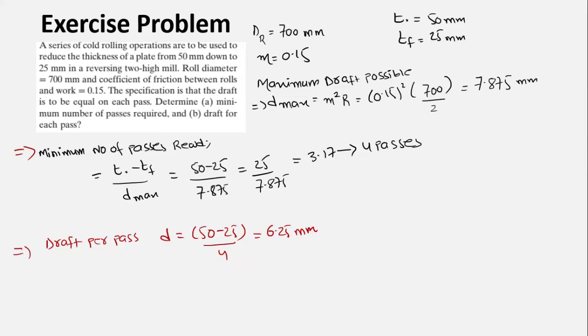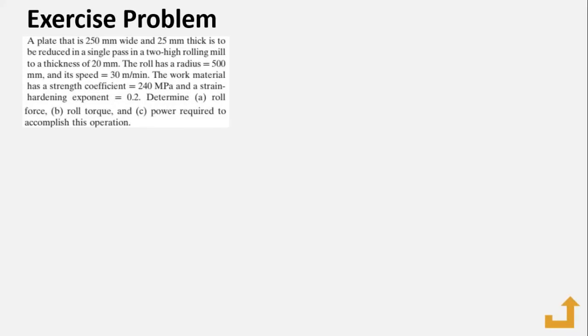Now let's move on to the last numerical of our rolling problems. It says a plate that is 250 millimeter wide and 25 millimeter thick is to be reduced in a single pass. Just draw a plate. It says a plate that is 25 millimeter thick and 250 millimeter wide. So we have 25 millimeter and that is 250 millimeter.